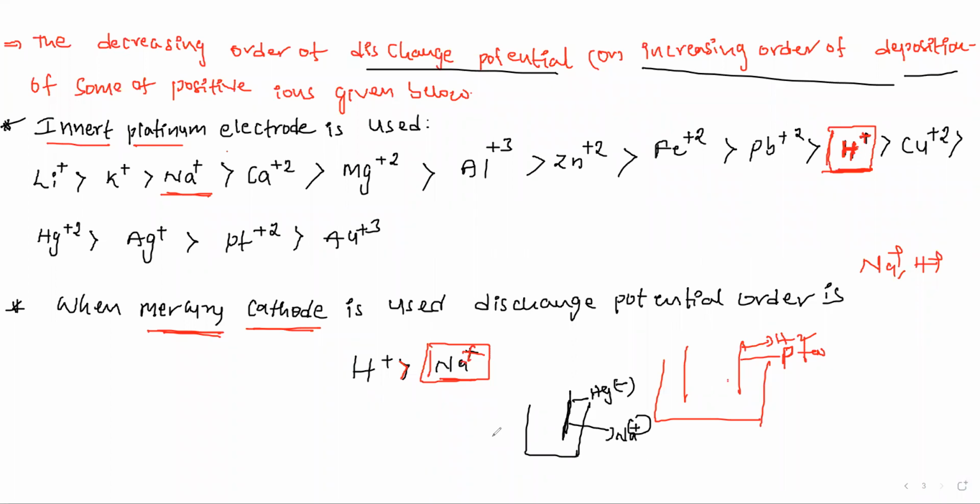Decreasing order of discharge potential or increasing order of deposition? Shall I remove this page? Next one.